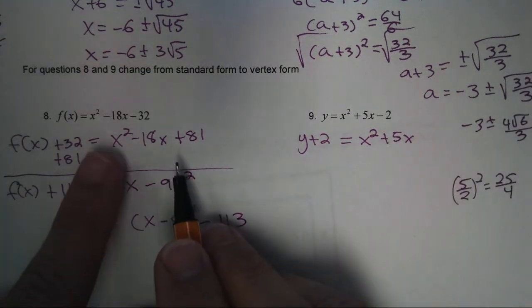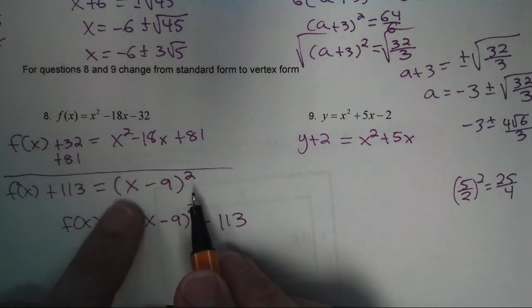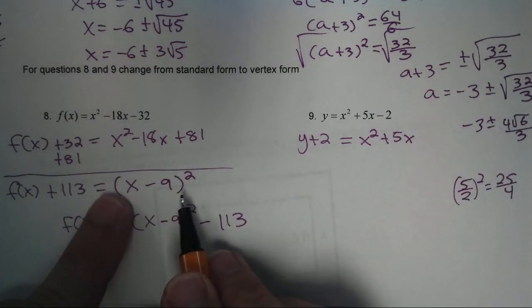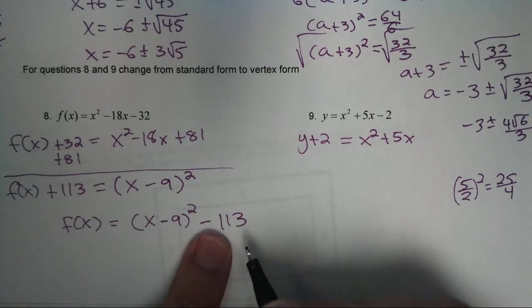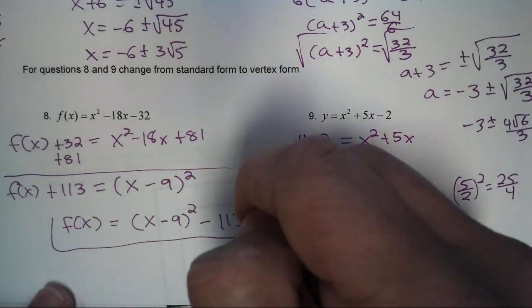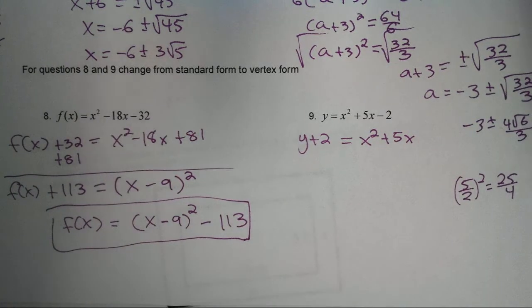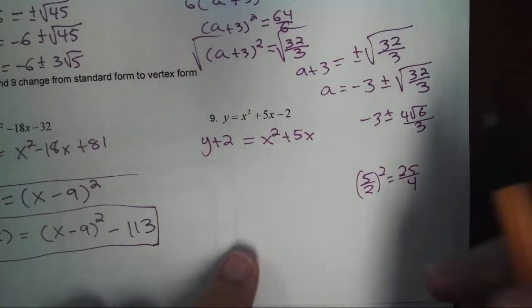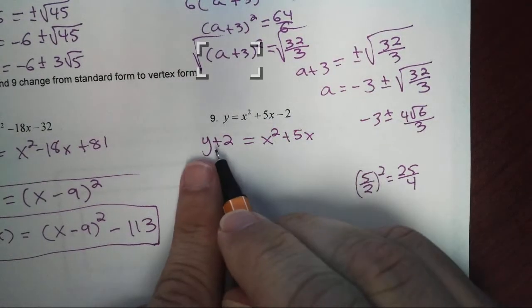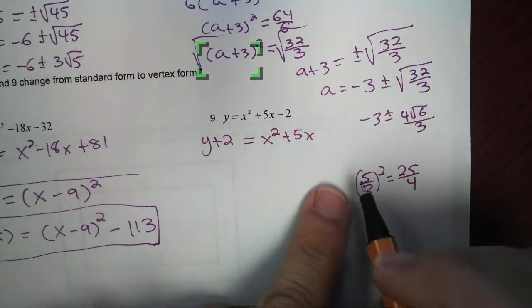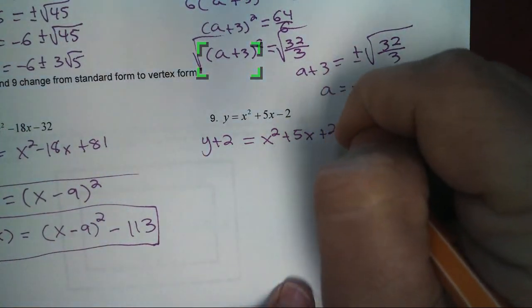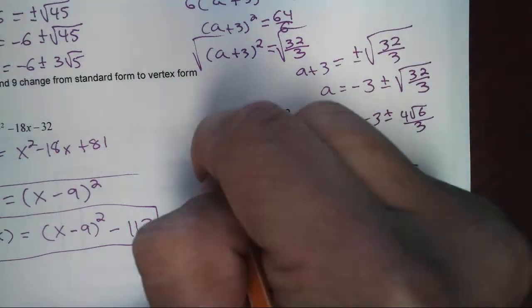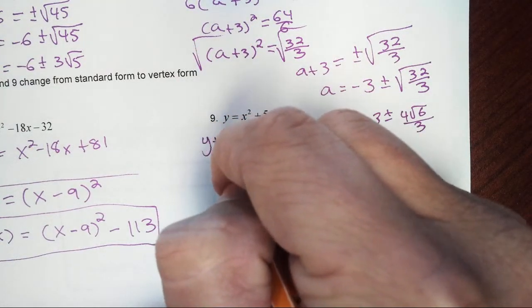So what we did over here is once we completed the square, I factored it to x minus 9 squared. This 113 needed to get moved back over, so that's a minus 113, and that's your final vertex form. Then for number 9, start completing the square by putting the 2 to the other side. Take half of the middle, so that's 5 halves squared, it's just 25 fourths. So I put plus 25 fourths, put it on the other side as well.